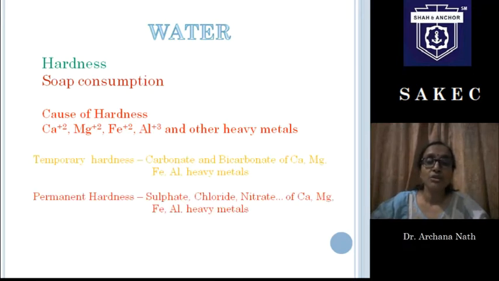And we have also learned what temporary hardness and permanent hardness are. Temporary hardness is caused by carbonate and bicarbonate of calcium, magnesium, iron, aluminum, whereas permanent hardness is caused by sulfate, chloride, nitrate of calcium, magnesium, iron, aluminum, and some other heavy metals are also there. So this is all about hardness, temporary hardness and permanent hardness. We have also learned how to calculate hardness when we know the amount of salts present.